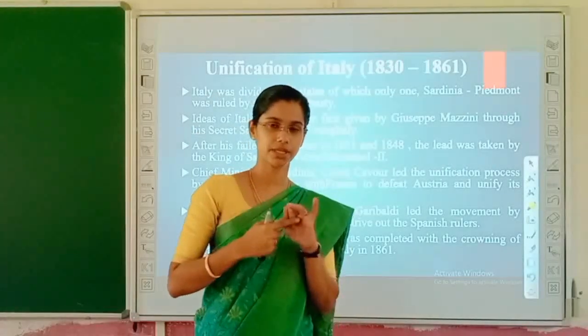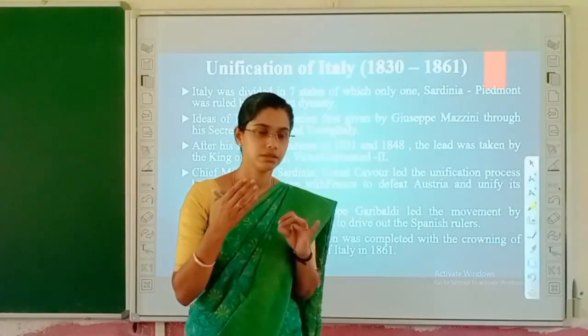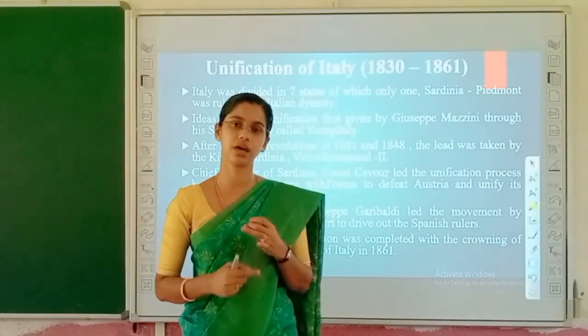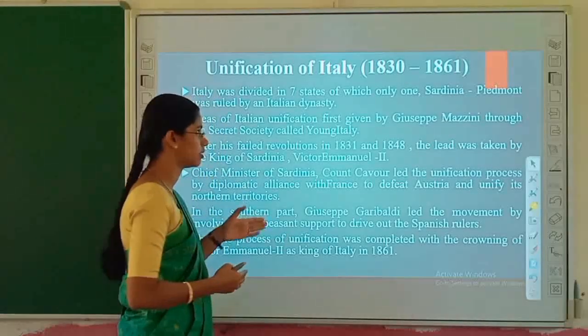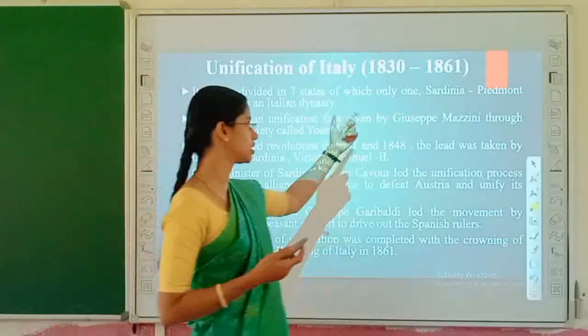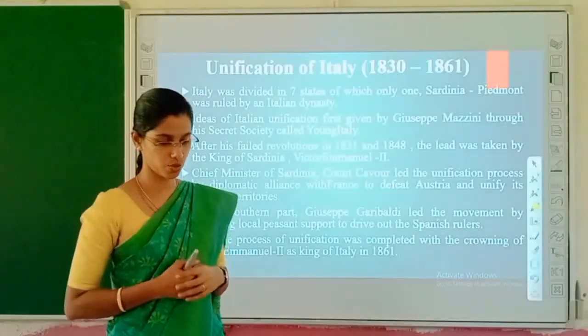And then another person, Giuseppe Garibaldi, head of the armed force named the Red Shirts. These are the main points relating to the persons involved in the unification of Italy, which started in 1830 and ended in 1861.